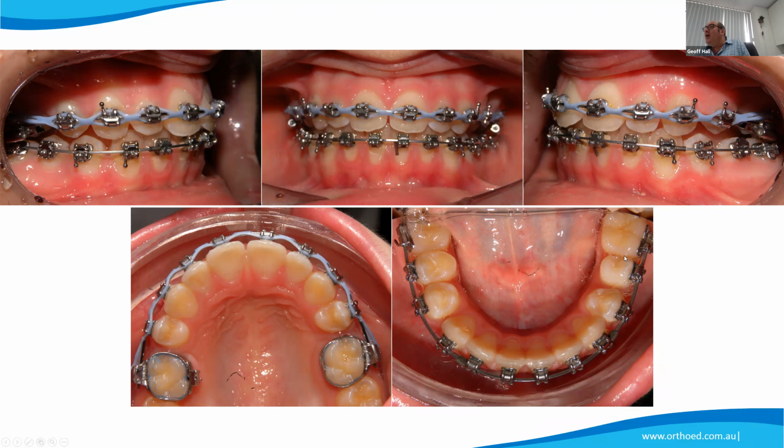I've had cases where my hygienist has tied in the upper wire and forgotten to tie in the lower wire. I know it sounds ridiculous, but it's happened to me.